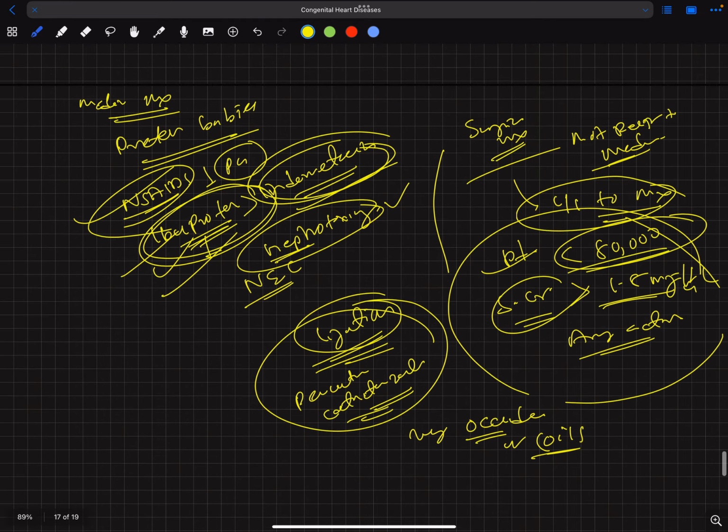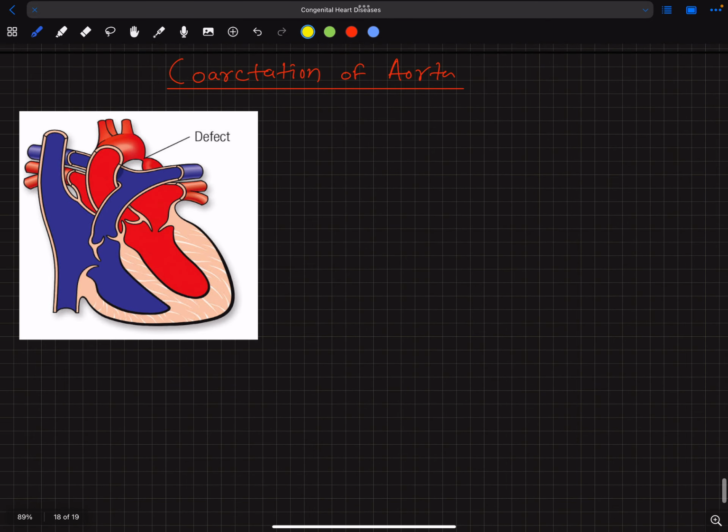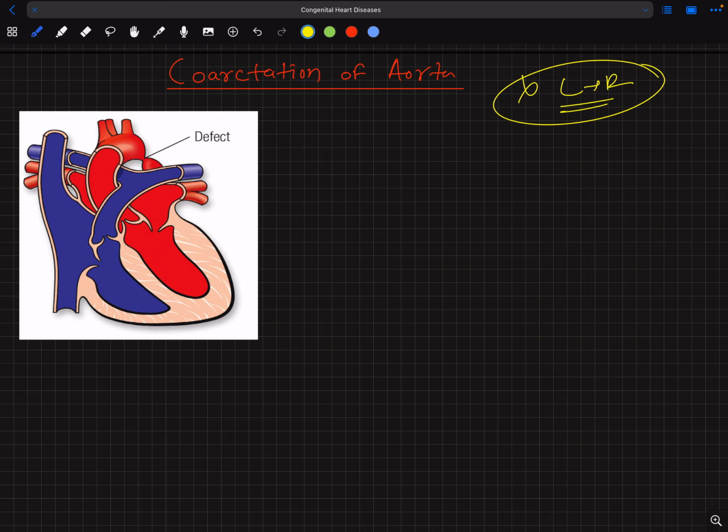Now we'll move to another disease called coarctation of aorta. Coarctation of aorta is an acyanotic congenital heart disease, but here there is no left to right shunt. Before, we discussed acyanotic congenital heart diseases like ASD, VSD and PDA, which have left to right shunt. But coarctation of aorta is an obstructive type of acyanotic heart disease. Here there is no left to right shunt.